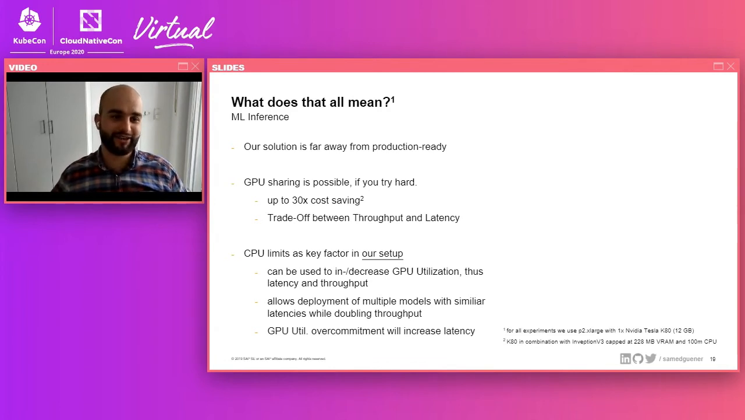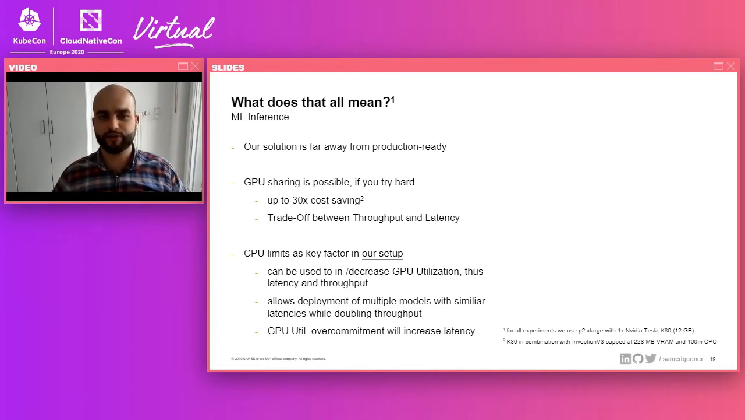To be clear and honest here, our solution is far away from production readiness. But we were still able to share our GPU with very promising results. But for that result, we really tried hard. We had to do a lot of runs to find out how much VRAM we actually need, what the minimum limits are, and what is the relationship between GPU utilization, CPU limitation, and throughput and latency. Nevertheless, we were able to save up to 30 times of our cost for Inception v3 models running on top of K80 for machine learning inference.